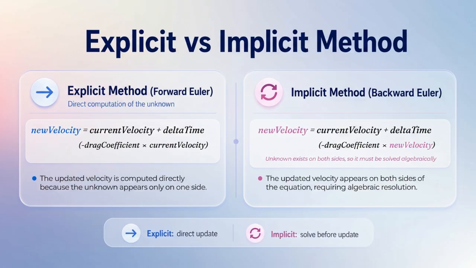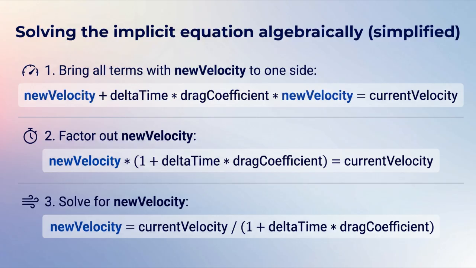The first equation you see describes how drag is incorporated into the velocity for forward Euler, an explicit method, and the second describes how drag is incorporated into the velocity for backward Euler, an implicit method. Notice how the future velocity state is on both sides of the equation for backward Euler. To solve the implicit equation, we bring all terms with the future velocity to one side. We factor out the future velocity, then we solve for it.